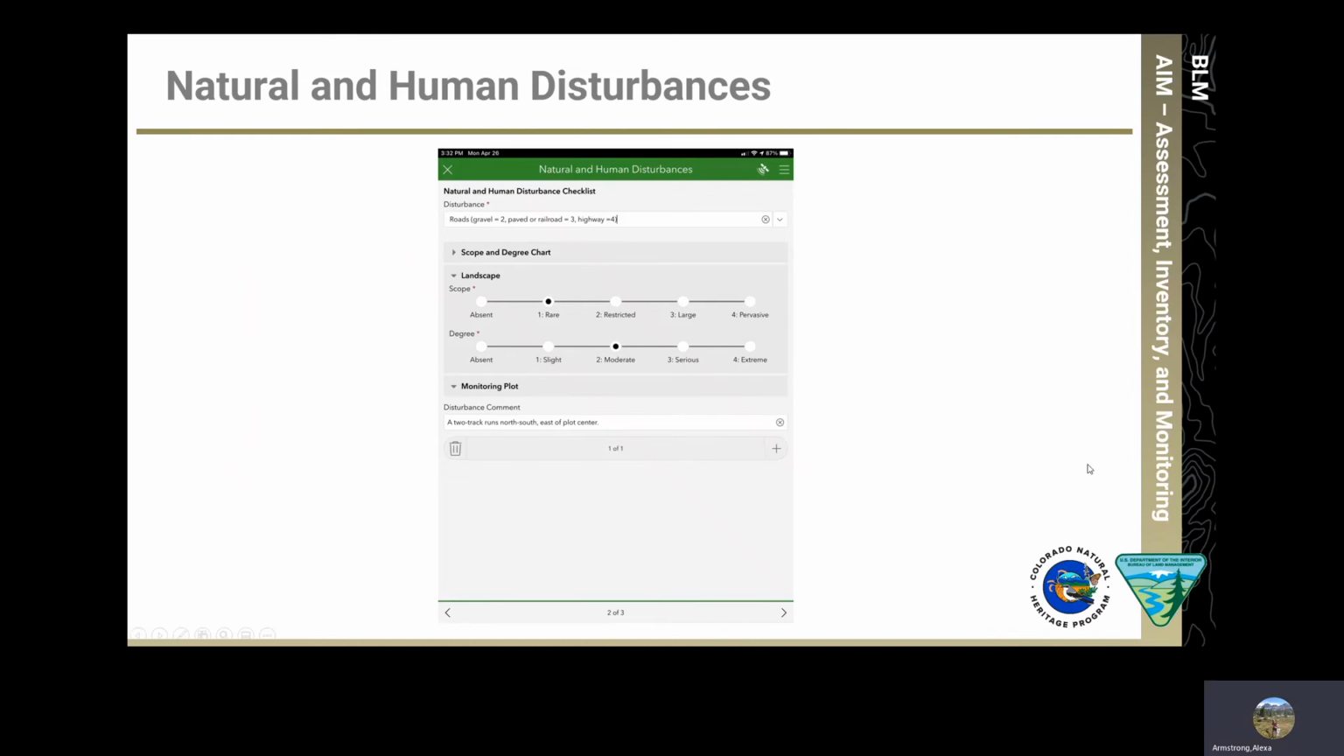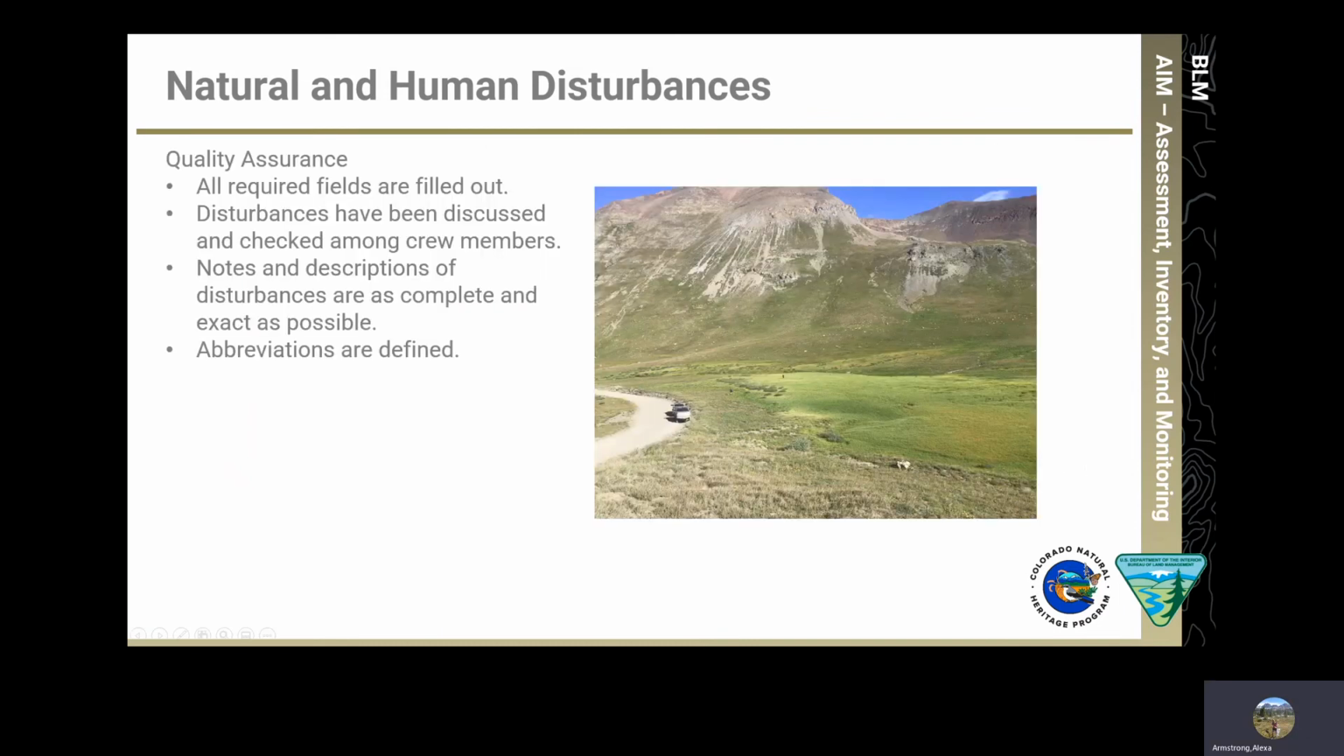This concludes the methods for natural and human disturbances. There are several measures you can take to ensure quality data collection. These steps are also listed on page 80 of the protocol. It is recommended to reference these steps during and after a sample event.